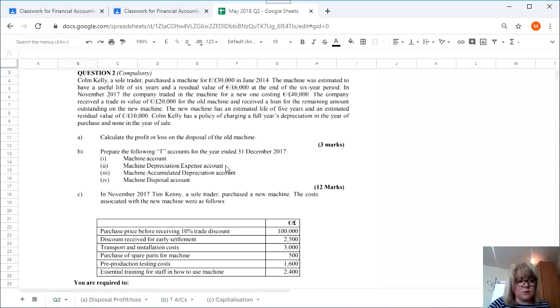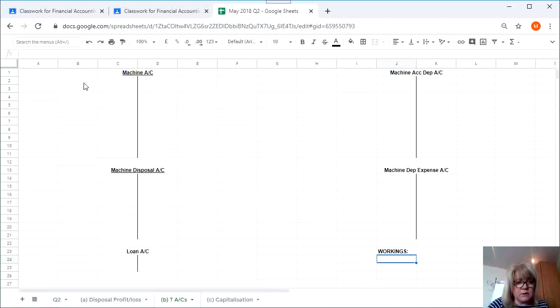Okay, so part B of the question asks us to prepare the following T accounts: the machine account, that's your cost account, the depreciation expense account, the accumulated depreciation account, and the disposal account. To prepare those, you set up your ledgers and take the question from the top. If we take the cost first of all, there was an opening balance on the old machine of 30,000.